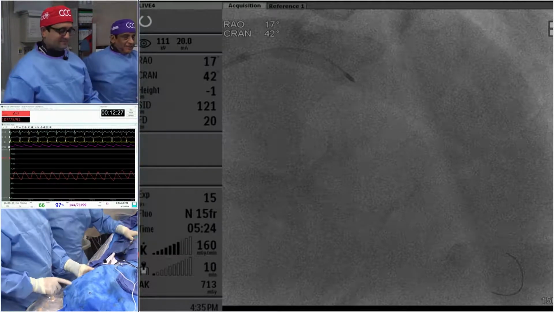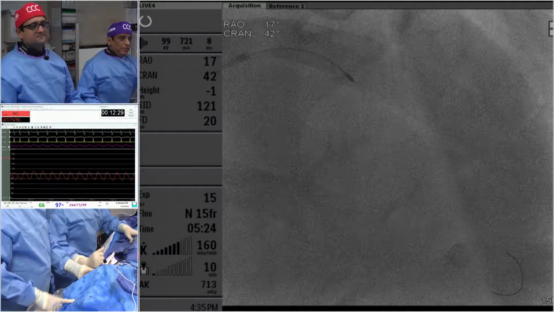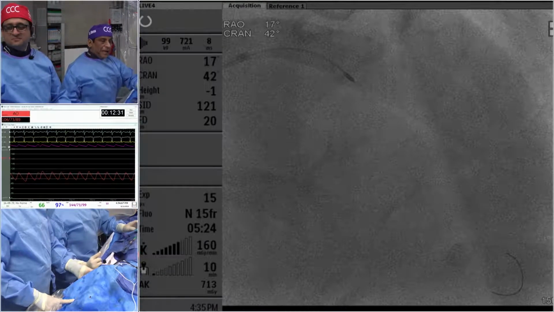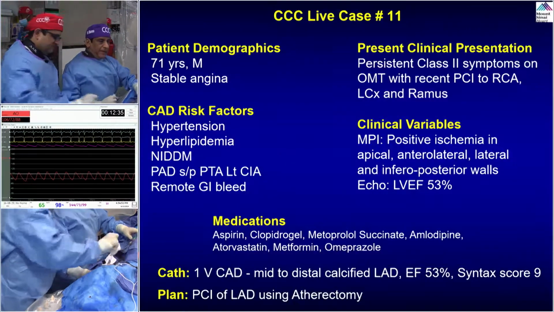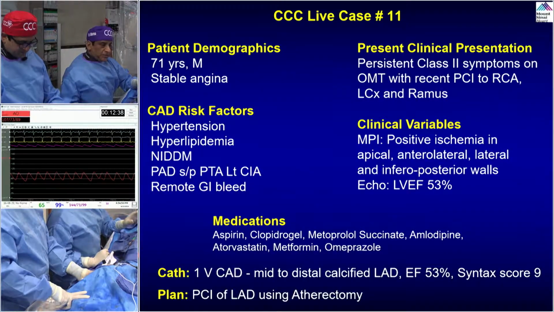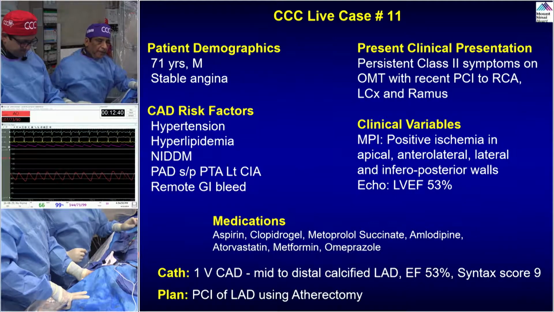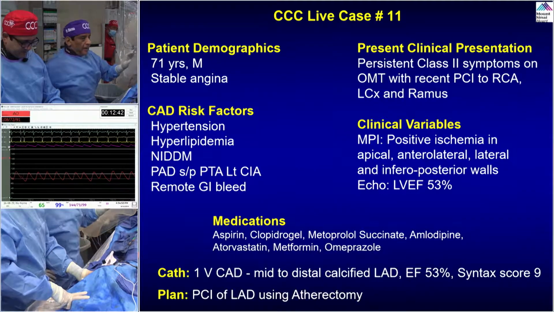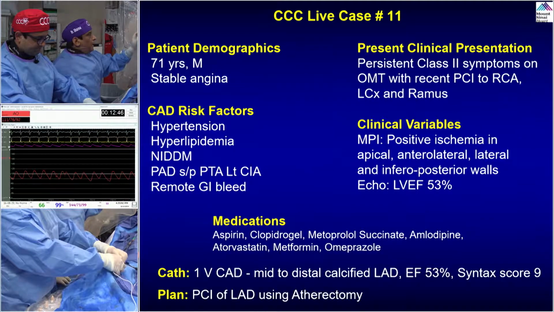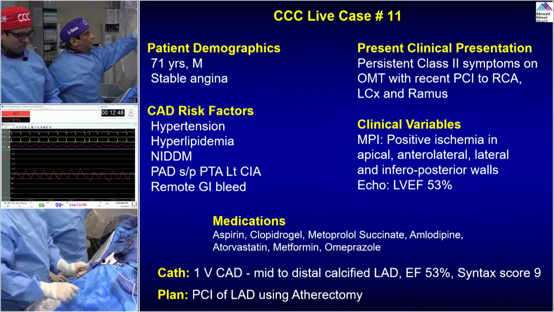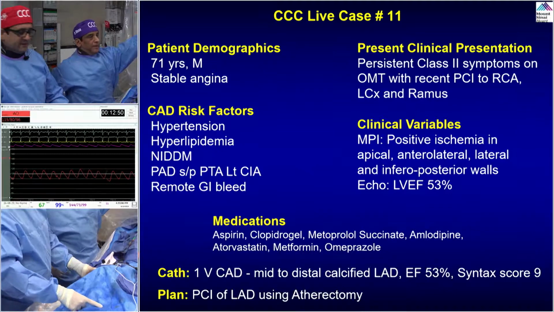Okay, now this is case number 11. A 71-year-old patient has class 2 symptoms despite medical therapy, has had a PCI of the RCA, and has a positive stress test with significant apical, anterolateral, and lateral wall ischemia with near normal ejection fraction. As you see, the patient has been on good medical therapy, and yet there is ischemia.